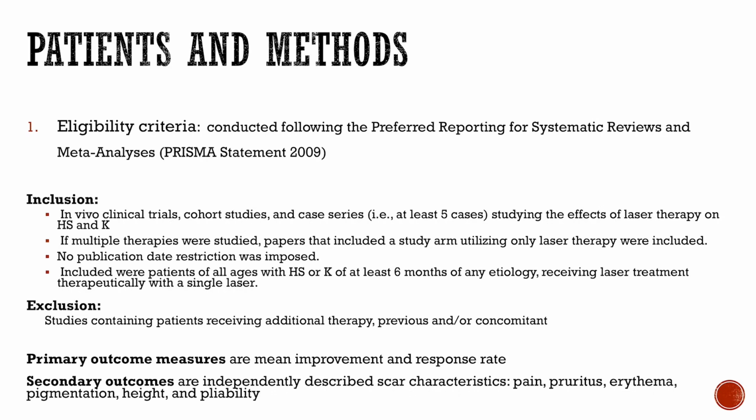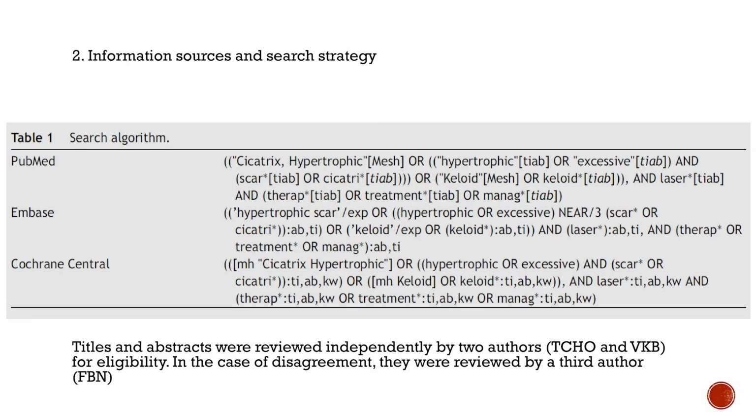Also included were patients of all ages with hypertrophic scars or keloids of at least 6 months of any etiology, having received laser treatment therapeutically with a single laser. Exclusion criteria were studies containing patients receiving additional therapy either concomitantly or previously. The primary outcome measures were mean improvement and response rates, while the secondary outcomes were independently described scar characteristics like pain, pruritus, erythema, etc.